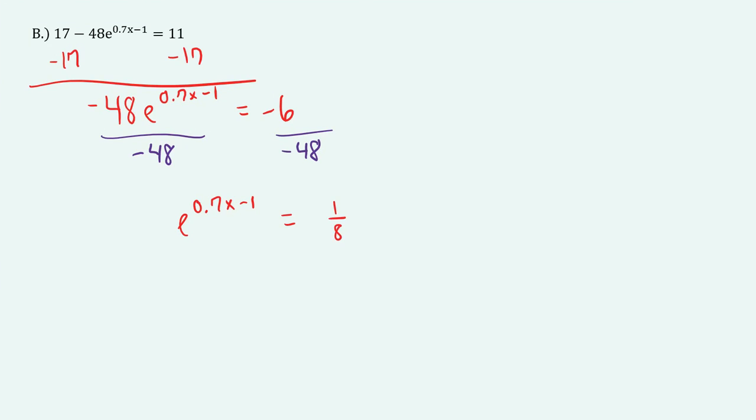So now to eliminate the e value, the base of e, we take the natural log of both sides of the equation. And the reason I can do that is because a natural log has a base of e. So the rule is that when the bases are the same, you're left with the exponent. So in this case, on the left-hand side, we're left with 0.7x minus 1 equals ln of 1/8. So to isolate x, we would add 1 on both sides of the equation.